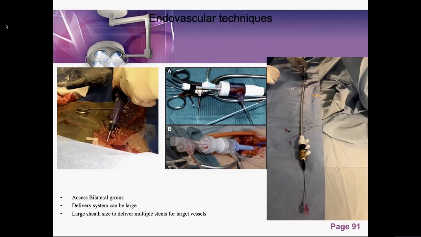Our techniques for actually carrying out this procedure have also improved, whereby in the past we would have cut down onto access vessels. We now use a percutaneous approach in order to deliver rather large sheath sizes into our access vessels, and we're able to really deal with some complex cases, even including type 2 thoracoabdominal aneurysms in an expedient fashion.